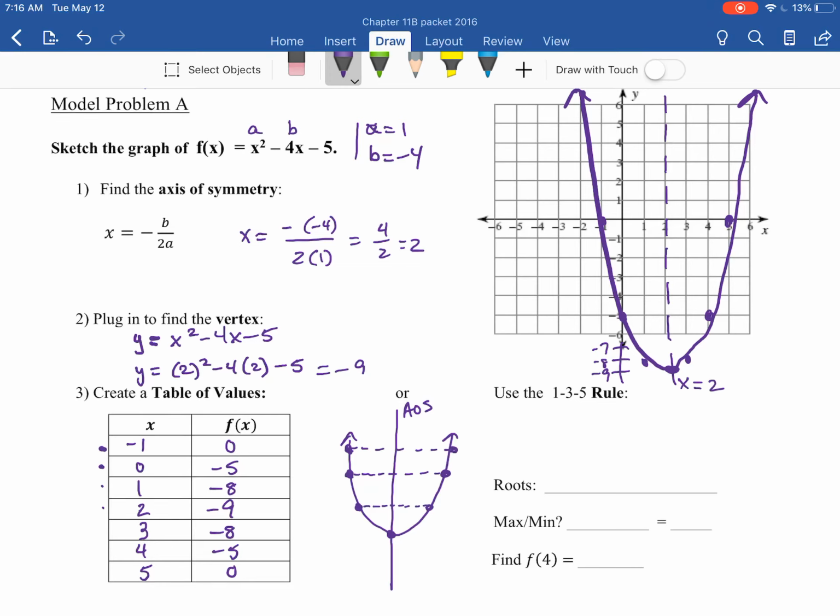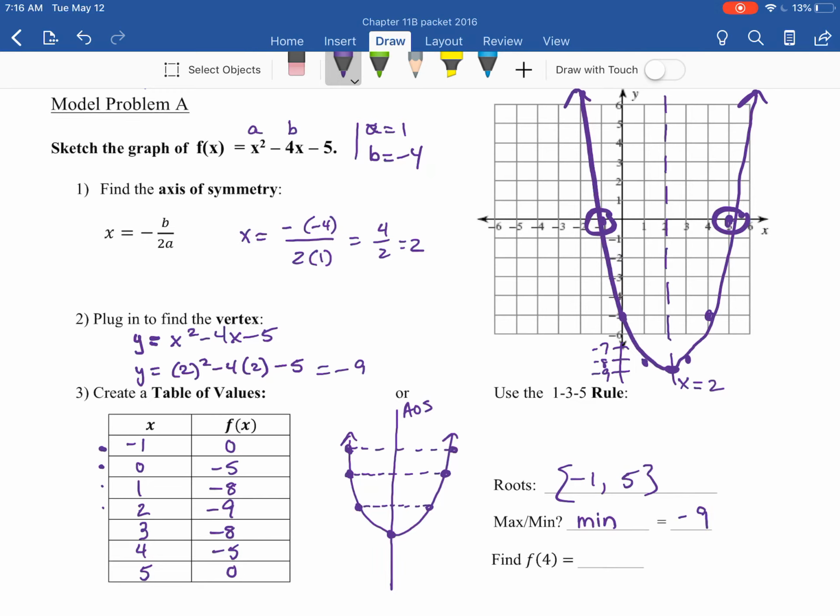Okay, so now we can read off all the things. What are my roots? Right, -1 and 5. Is there a max or a min on this graph? Is a turning point on the top or the bottom? That's right, it's on the bottom, so that's a min, and the minimum is -9.